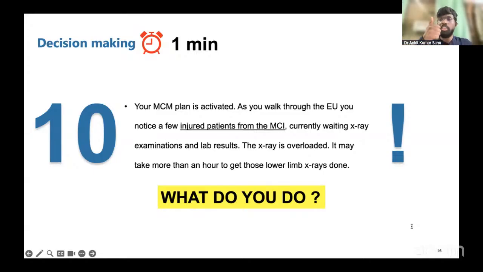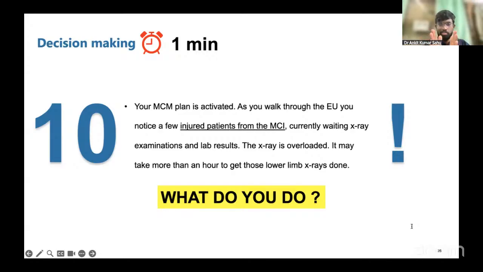Now the point is, it is again the job of the clinical lead where protocol deviation has happened here. In all MCM plans, it has to be clearly noted that radiological investigations should not be done from the emergency unit. If protocol deviation is found, the clinical lead has to be asked why this deviation has happened, and the patient shifted back to their own places.